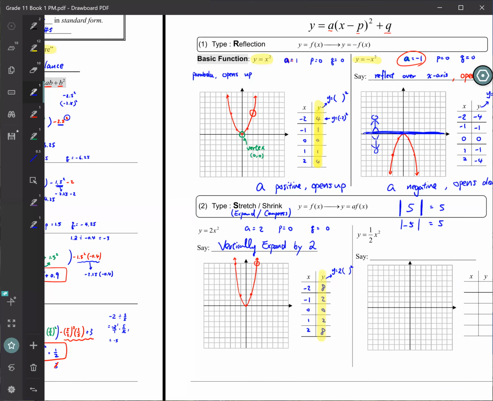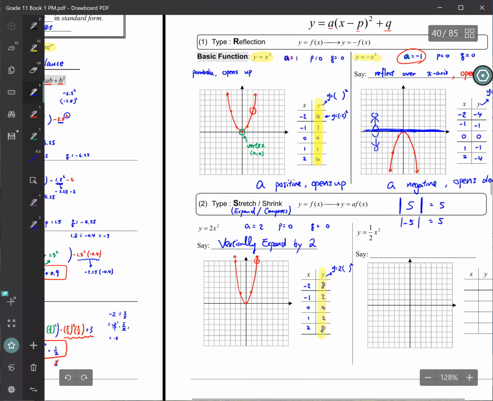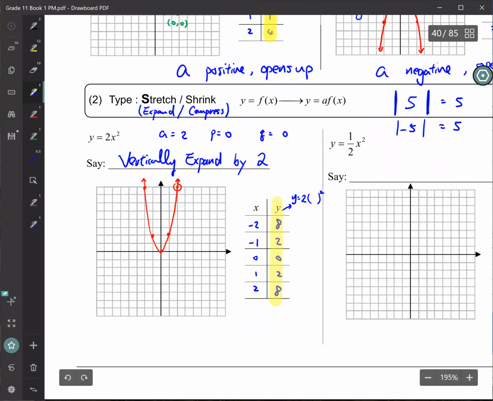So when you are doing the transformation, you always go in this order. This one, you get a vertical expand by a factor of 2. The 2 that you got here has to do with the value of A. So not only does it control opening up and down, it can also make the graph expand, become taller. Any questions? All right, let's move on to the next graph.